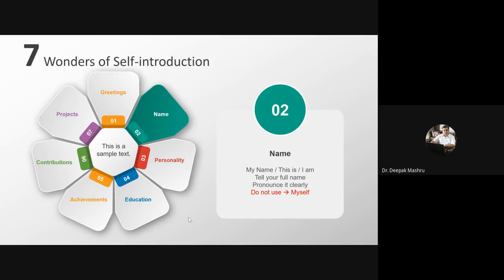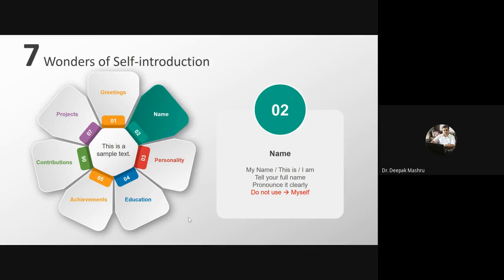Name: when you talk about your name, you should start with your full name. Don't go with your first name. Go with your full name, your name and surname. There's no need to talk about your father's name right now, but you can mention it in your resume. If your name is typical or difficult to understand, you can spell it and pronounce it. Never start by telling your name with "by myself".